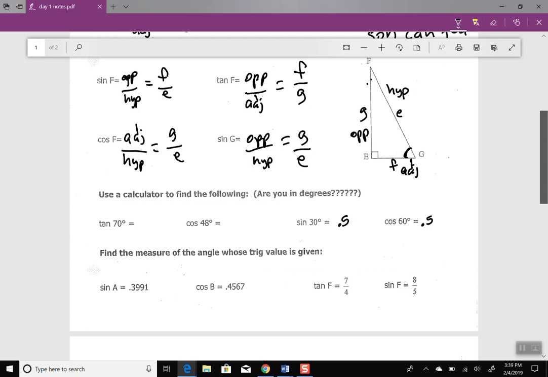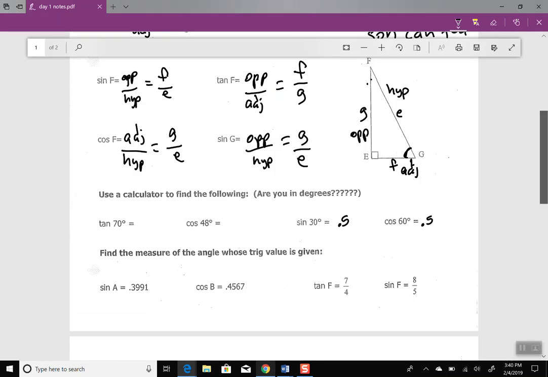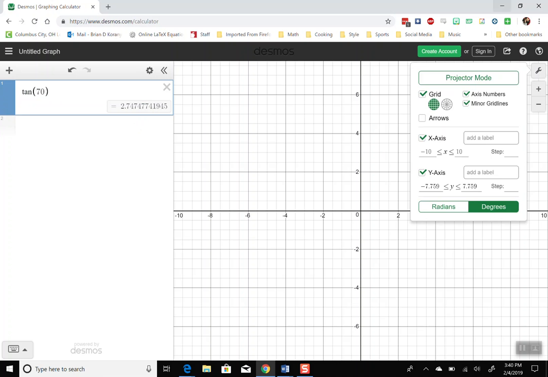Okay, cosine of 48 degrees. That one I definitely couldn't figure out off the top of my head. So cosine of 48 is, we'll round it, 0.67. Tangent of 70. Tan should not be in all caps. Tan of 70 is 2.7, we'll round it to 2.75. And again, make sure you're in degree mode. Yep, 2.75.